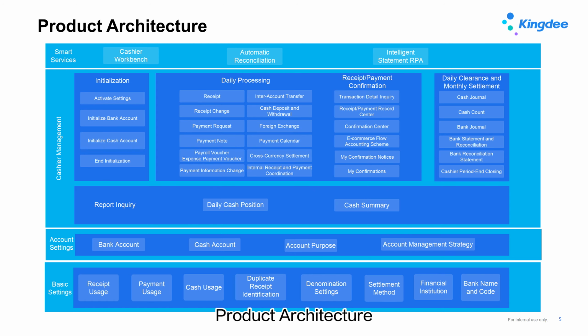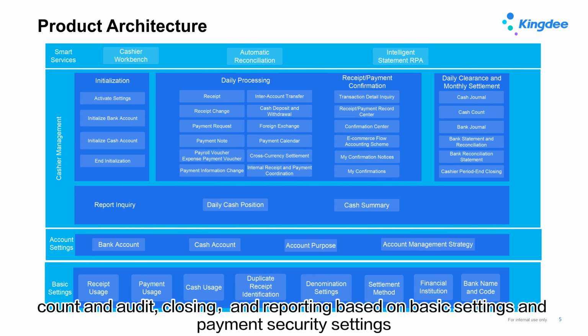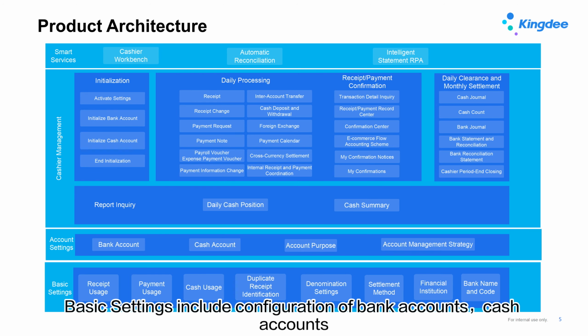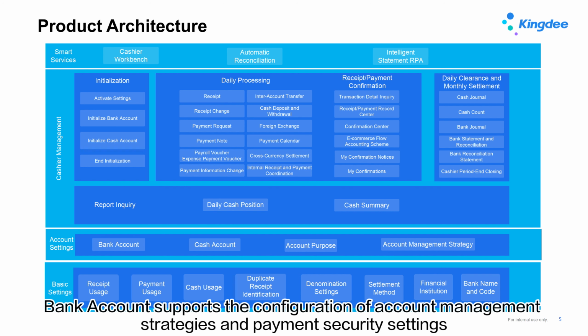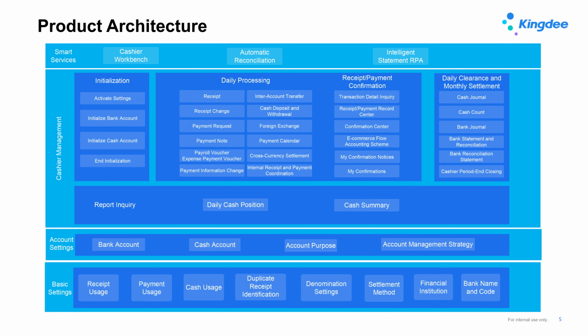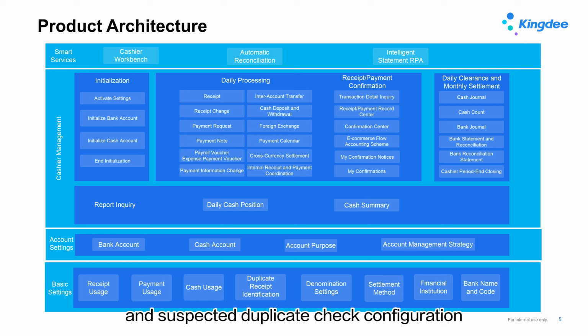Product architecture. Payment management provides functions such as initialization, daily business processing, count and audit, closing, and reporting based on basic settings and payment security settings. Basic settings include configuration of bank accounts, cash accounts, receipt, payment purpose, cash usage, and settlement methods. Bank account supports the configuration of account management strategies and payment security settings. The system provides comprehensive monitoring of payments through payment check, duplicate payment check, and suspected duplicate check configuration.